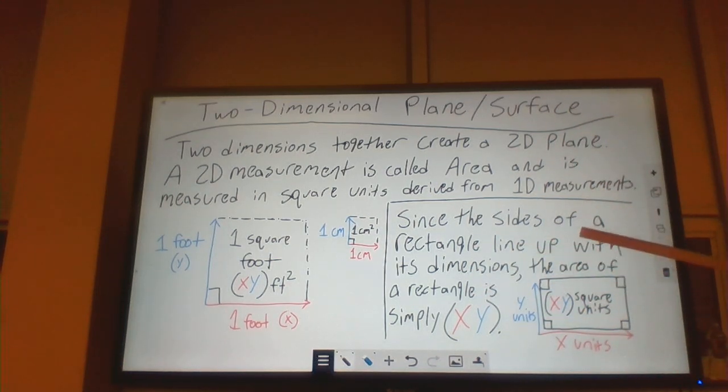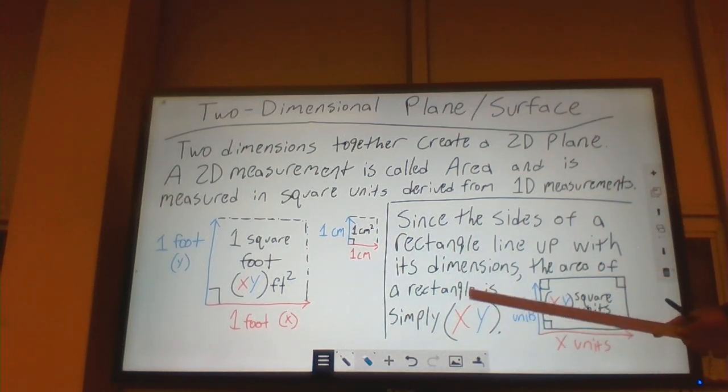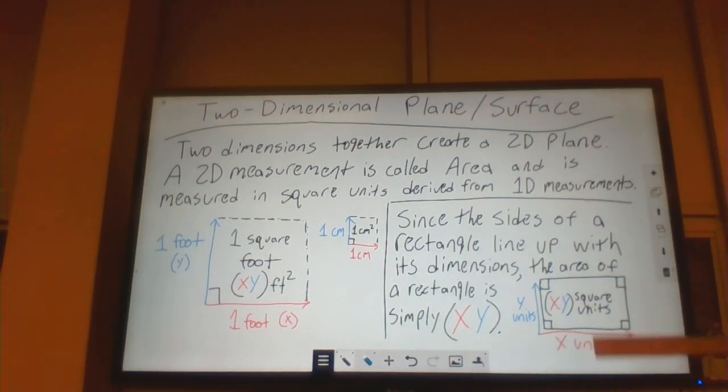Especially when it comes to the shape of a rectangle. Since the sides of a rectangle line up with the dimensions of a rectangle, the area of a rectangle is simply x times y, where x and y are not only dimensions, but they're also side lengths. So that was the very first thing you learned how to calculate the area of. That was probably back in 4th grade or perhaps even earlier.